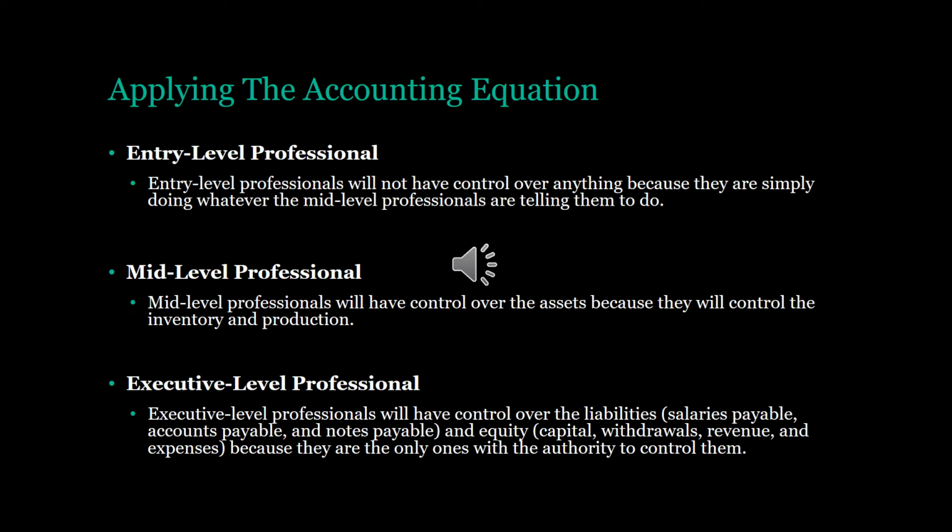Executive level professional. The executive level professionals will have control over liabilities, which is salaries payable, accounts payable, and notes payable, and they will also have control over equity, which is capital, withdrawals, revenue, and expenses. The executive level professionals will have control over both of these because they are the only ones with the authority to control them.